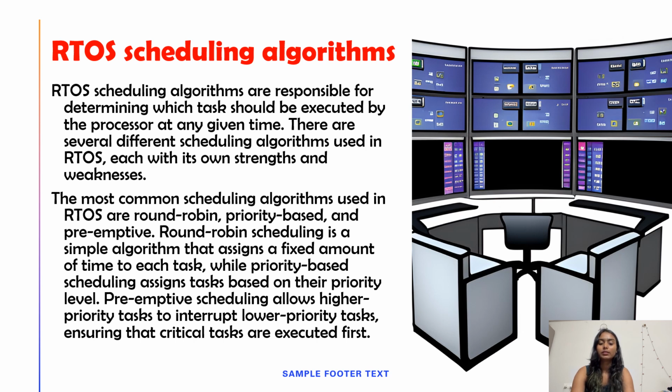Round robin scheduling is a simple algorithm that assigns a fixed amount of time to each task, while priority based scheduling assigns tasks based on their priority level. Preemptive scheduling allows higher priority tasks to interrupt lower priority tasks, ensuring that critical tasks are executed first.